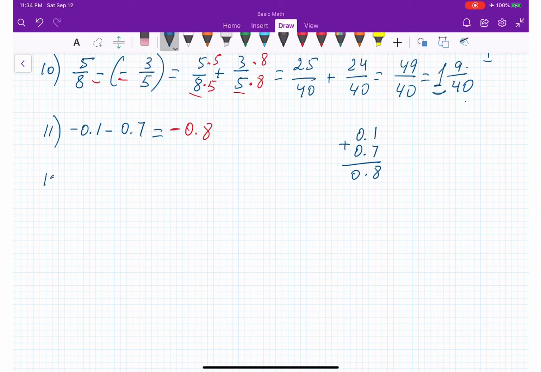Number 12. One third minus 6. So which one is bigger? We have two different signs, right? Which means we need to subtract 6 minus 1/3. How are we going to do that?